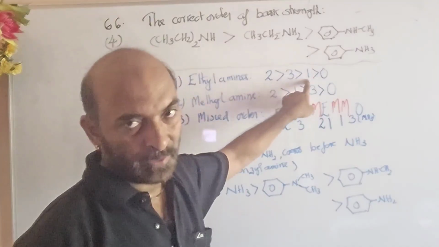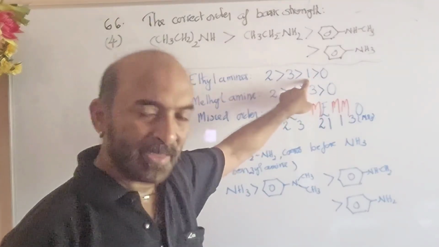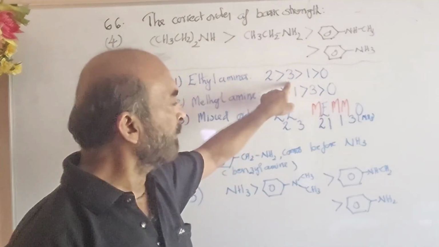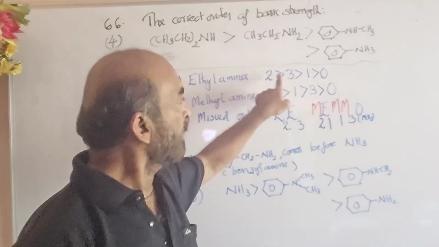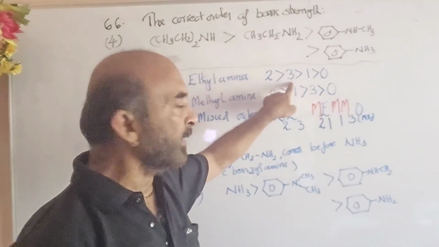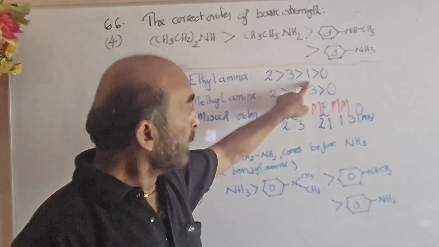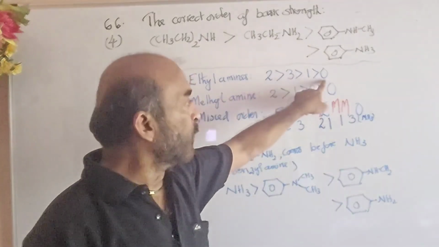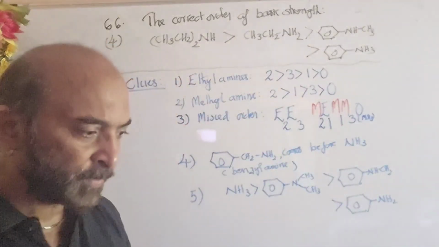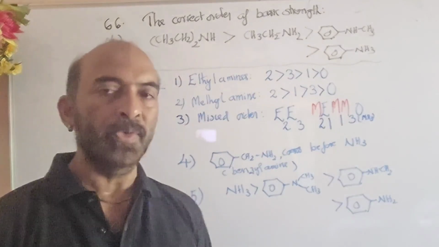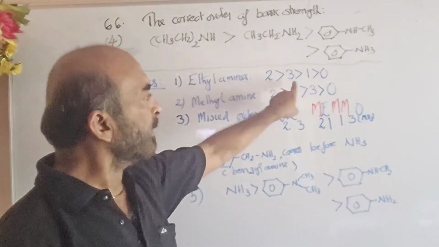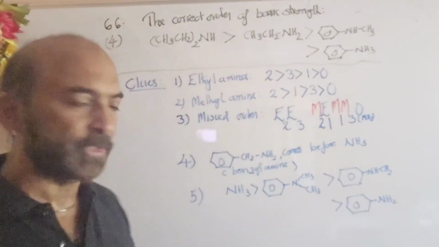Then comes one ethyl, that means ethanamine. This is N,N-diethyl ethanamine, N-ethyl ethanamine, and ammonia. Zero stands for no substitution, so zero stands for ammonia. So that is regarding ethyl group substitution. All of us know that.